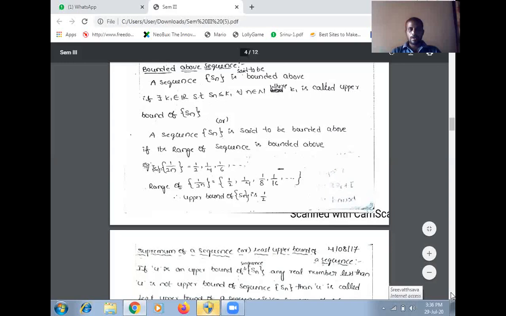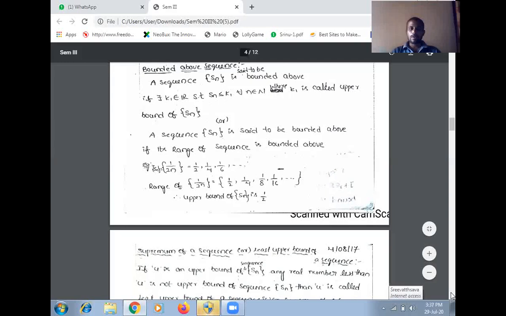For example, Sn equal to 1 by 2n. So here giving the values for n equal to 1, 2, 3, 4 and so on, we get 1 by 2, 1 by 4, 1 by 6 and so on. So what is the range of this 1 by 2n? So range of 1 by 2n is 1 by 2, 1 by 4, 1 by 8, 1 by 16 and so on. So here upper bound of Sn is 1 by 2.